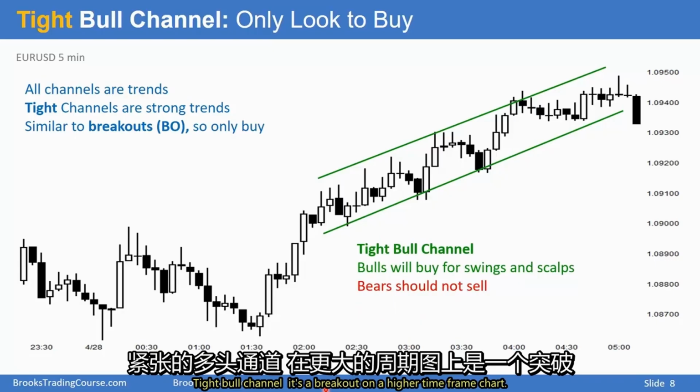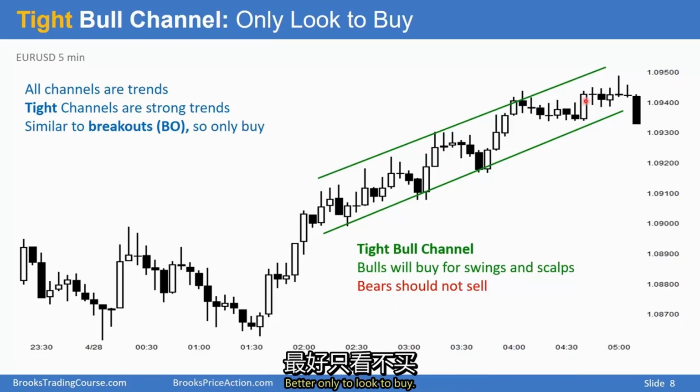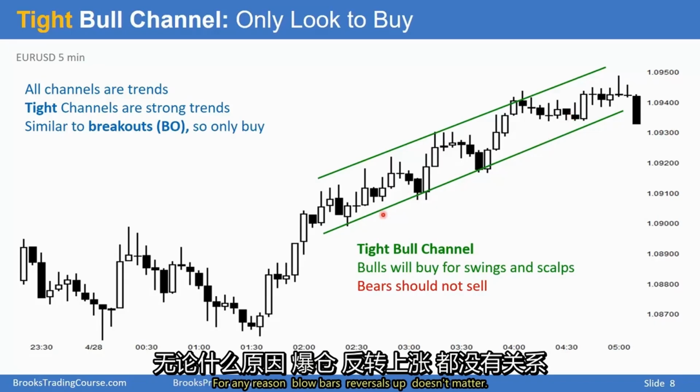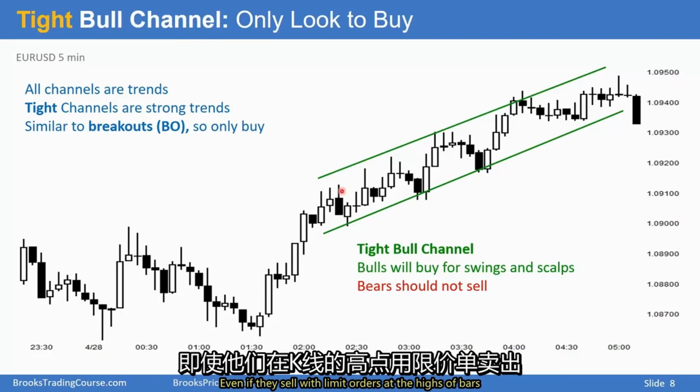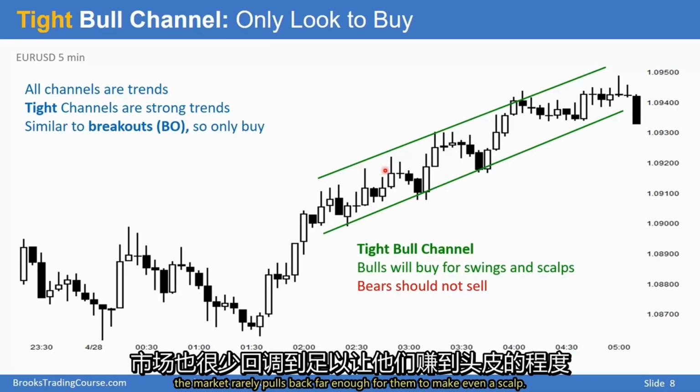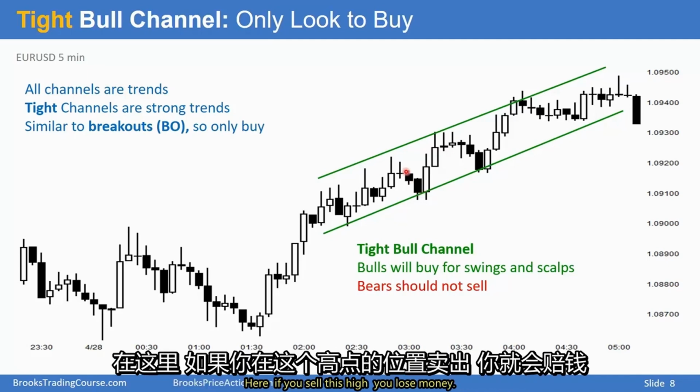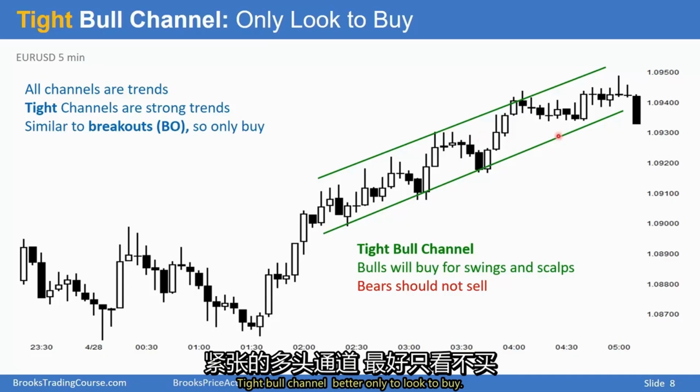Tight bull channel, it's a breakout on a higher time frame chart, better only to look to buy for any reason. Below bars, reversals up, doesn't matter. And bears should not sell. Even if they sell with limit orders at the highs of bars, the market rarely pulls back far enough for them to make even a scalp. Here, if you sell this high, you lose money. Tight bull channel, better only to look to buy.